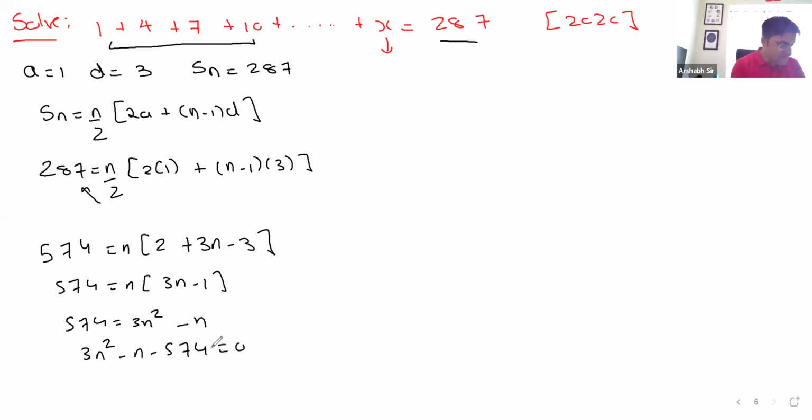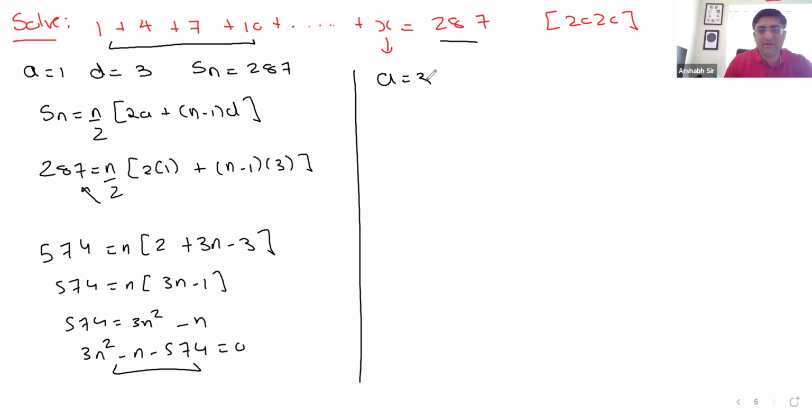Beta, any doubt in this? Yes or no? No, sir. Sure? Let me just check. Sn is n by 2 into 2 times a plus n minus 1 times 3. All right. Now the question is we have to basically solve this quadratic equation.